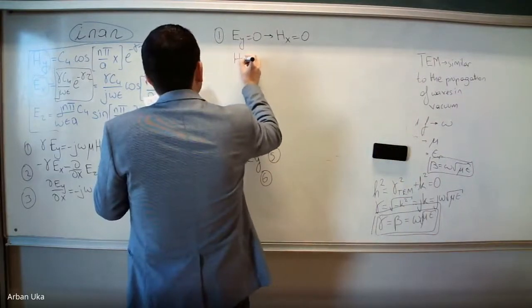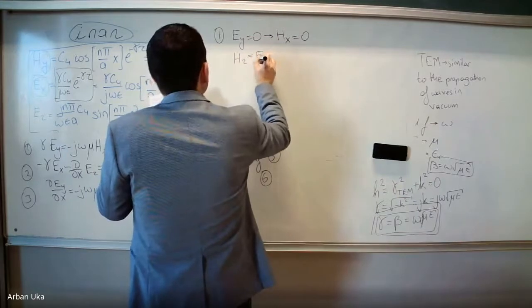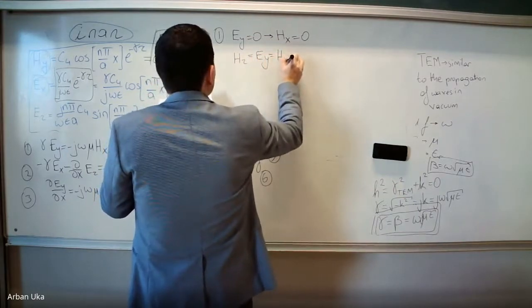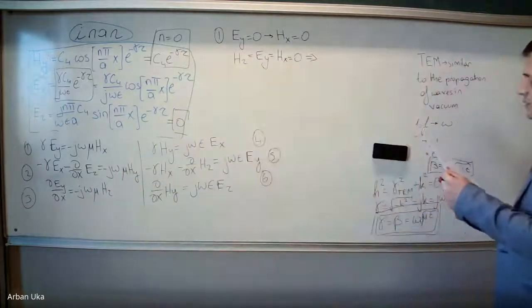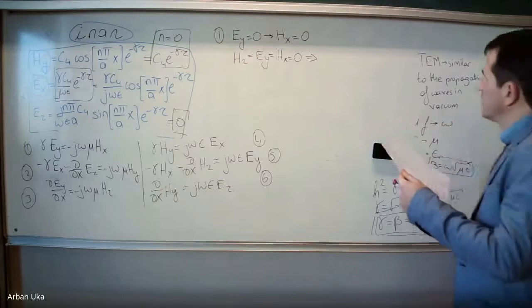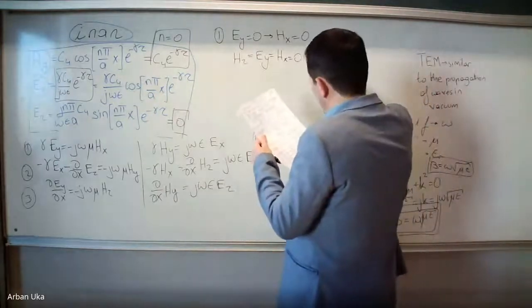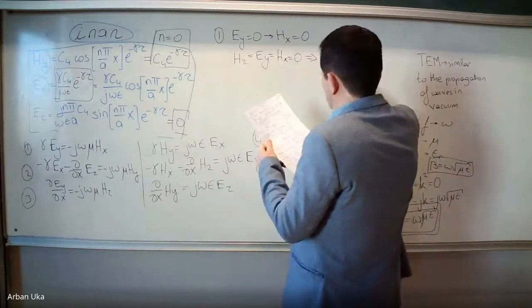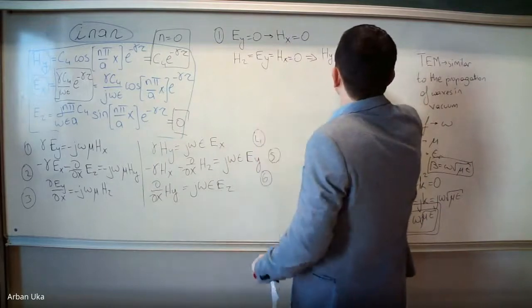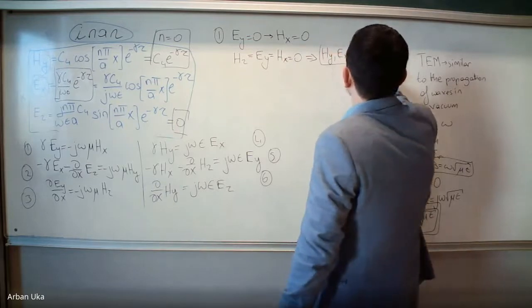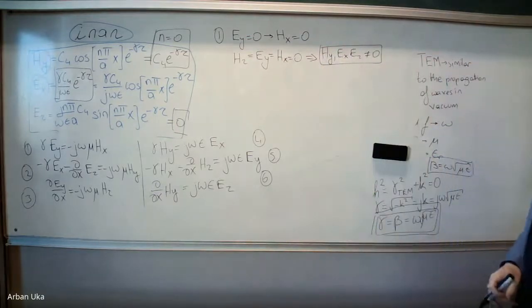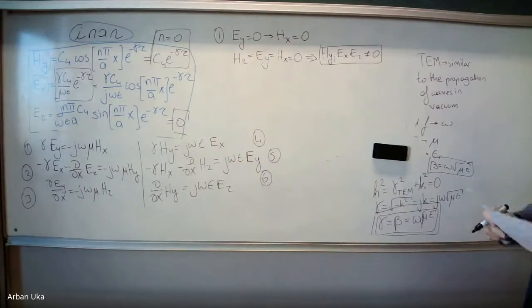overall, if Hz is equal to Ey is equal to Hx equal to 0, these are the only 0 terms, and we get the rest 3 components, which will be Hy, Ex, and Ez. They are all different from 0. So these values being non-zero, they would sustain the wave in the system, let's say in the waveguide.